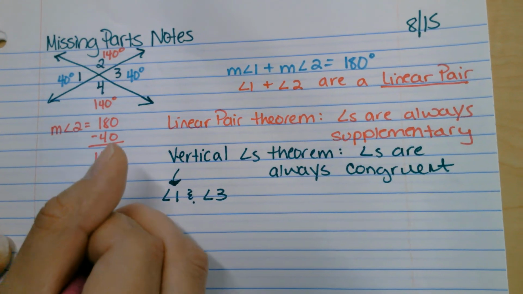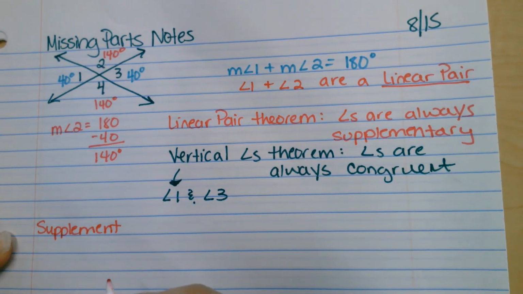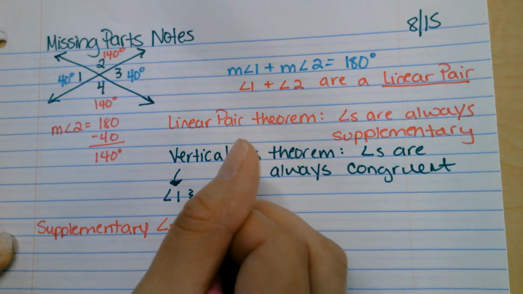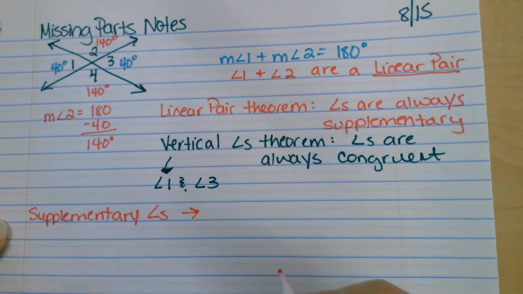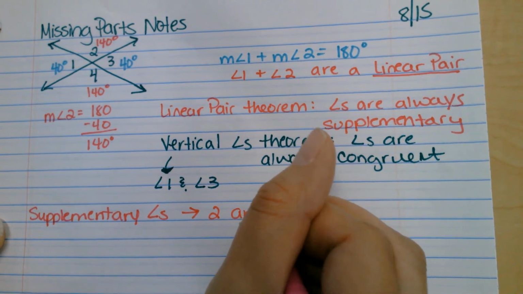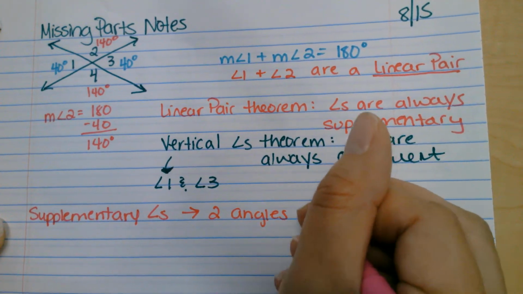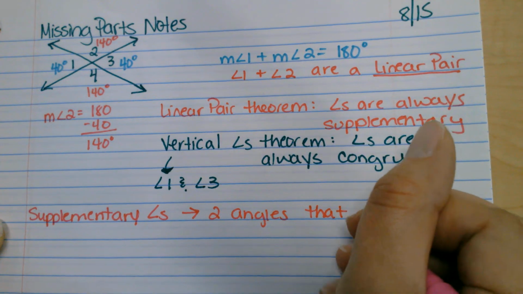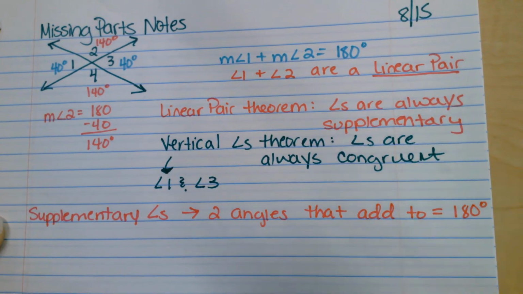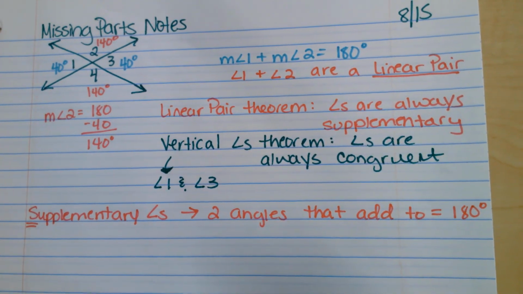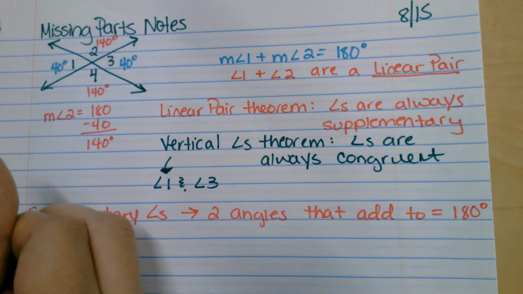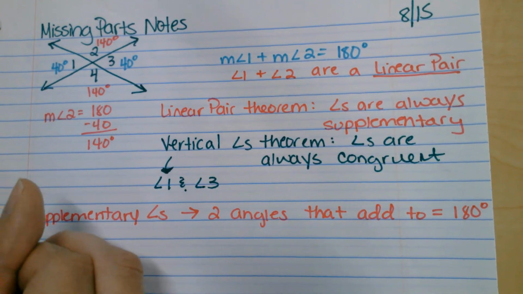So supplementary, I'm going to give us an example of this as well. Supplementary angles are two angles that always add up to be a certain degree. What degree is that? Two angles that add to equal 180 degrees. And how I remember that, I think of the starting letter as S, and so I think of straight, how that forms a straight angle.